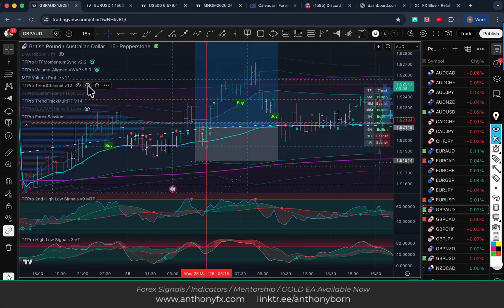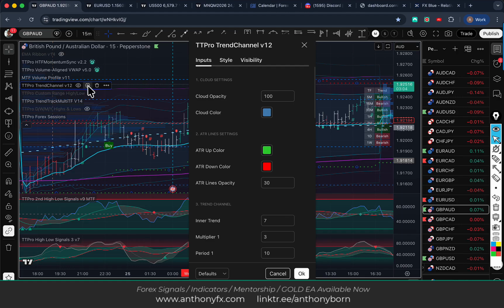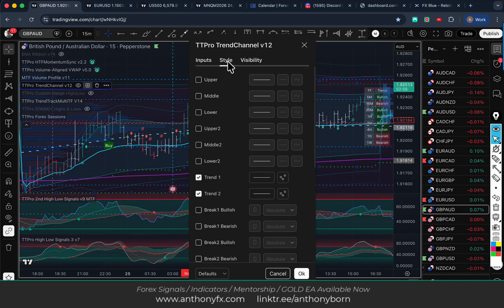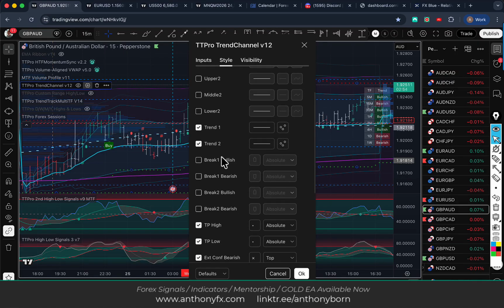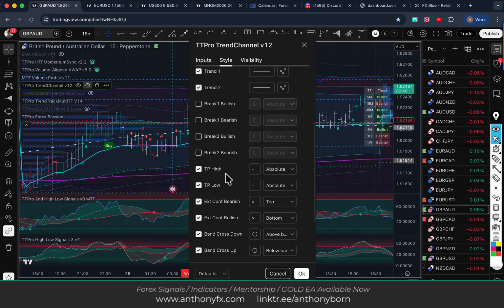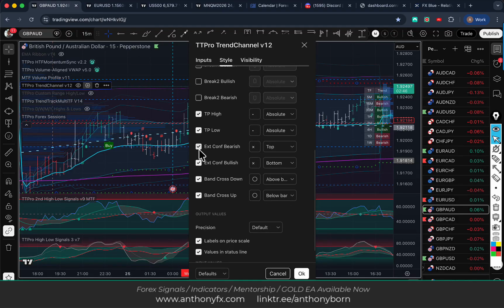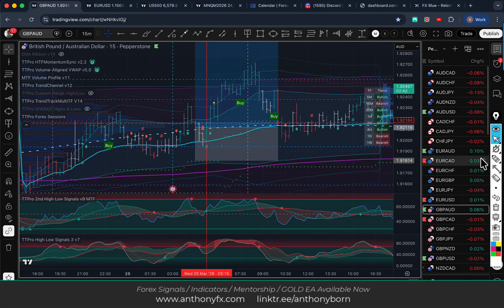And here are my settings for the trend channel from the 30-minute down. Cloud opacity 100%. Just take it out. And then style, uncheck these. I might even set this up as default. And you want trend 1 and trend 2. That'll give you the dots. And then you want these, because this is going to give you your exits. That's it. Go okay.